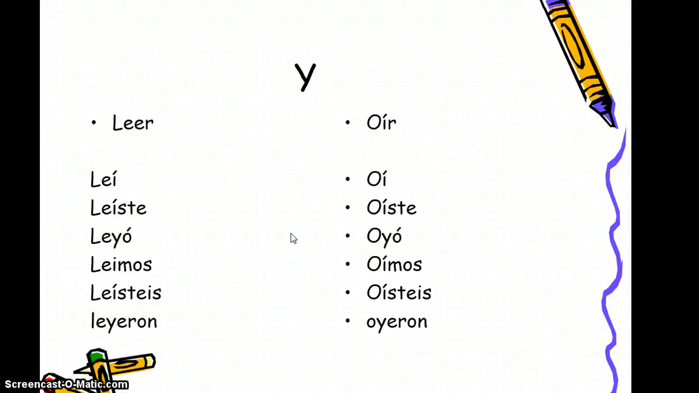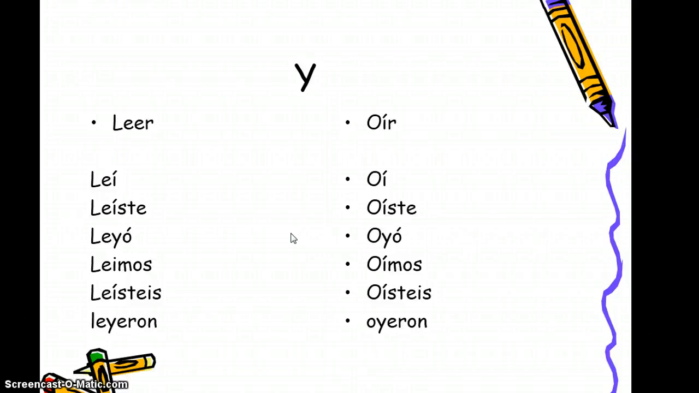In the Y group, we get verbs that typically have two vowels next to each other, side by side. Leer, creer. Here we have oír on the right, for example. Here accents come into play again. So with the verb leer, for example, you get leí with an accent over the I, leíste with an accent over the I, leyó, notice the Y in the third person forms. Leímos, there's a misprint here. There should be an accent over the I. You might want to take note of that. Leímos, leísteis, and leyeron.